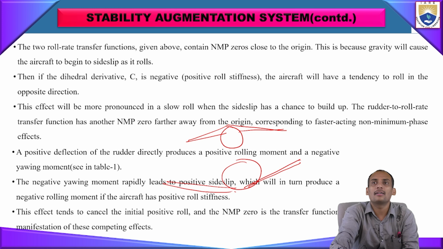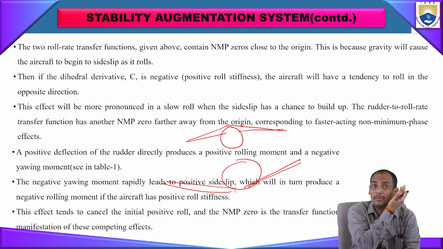up. So the rudder to roll rate transfer function has another non-minimum phase zero, and the further that zero value is from the origin, the faster acting the non-minimum phase effects are. So the positive deflection of rudder directly produces a positive rolling moment, and a negative yawing moment.